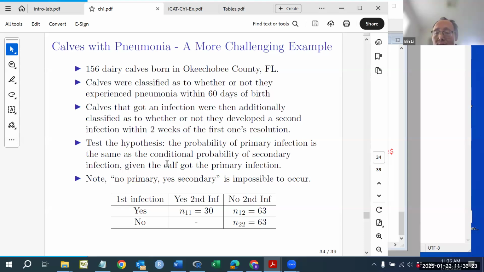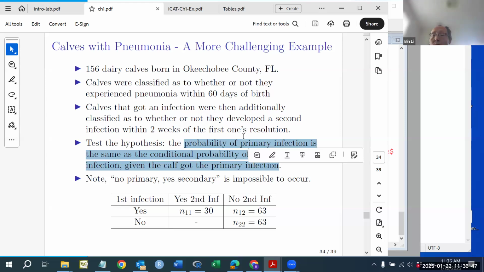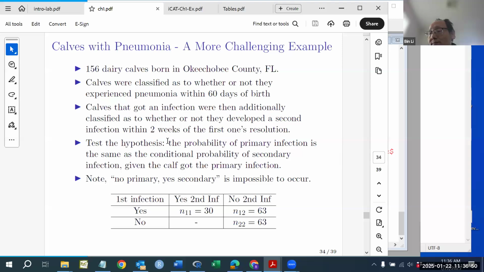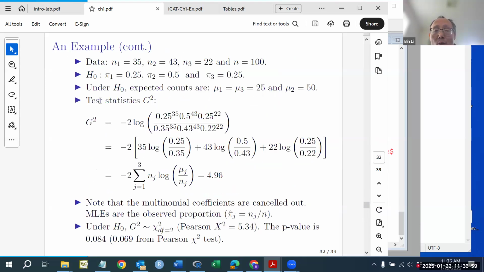So to do the test, here the null hypothesis is that the probability of getting the primary infection of pneumonia is the same as the conditional probability of secondary infection given the calf got the primary infection. Okay, so that's the null hypothesis. So you can see this is a more complicated case. This is not like the previous example, where we have an existing formula that we can plug in.